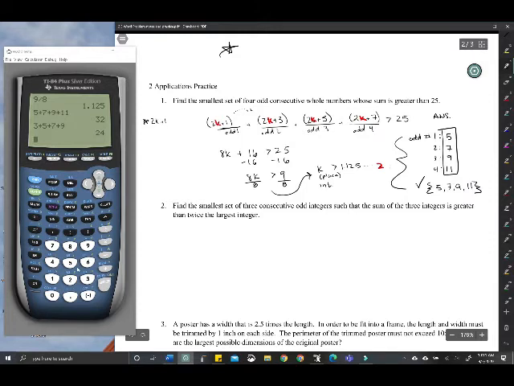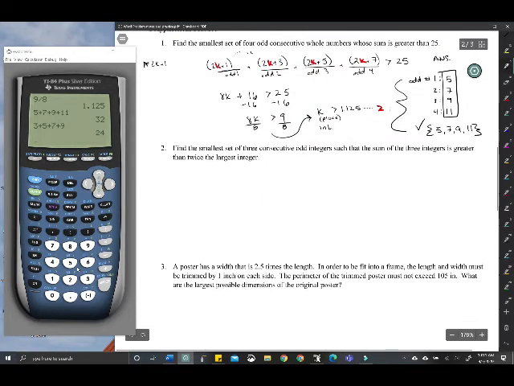All right, so hopefully not too bad. Find the smallest set of 3 consecutive odd integers. Same idea again, only this time just 3. 1, 2, 3. Sum greater than twice the second, or twice the largest integer. So the largest, well, that would be twice the third integer.